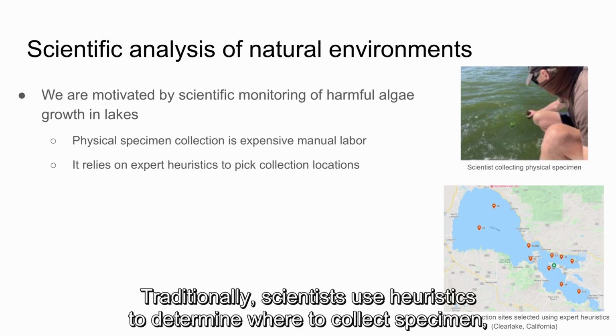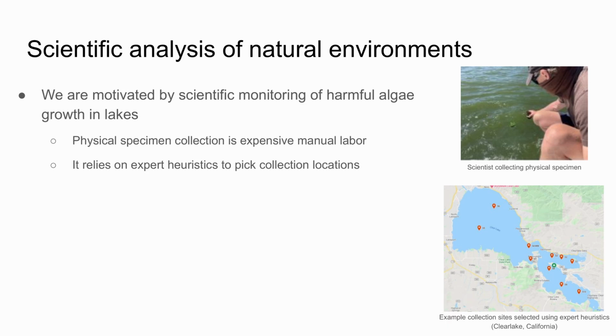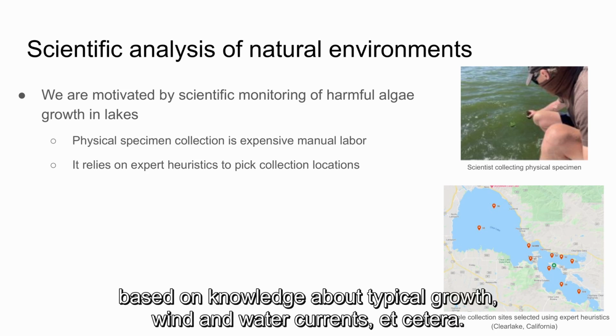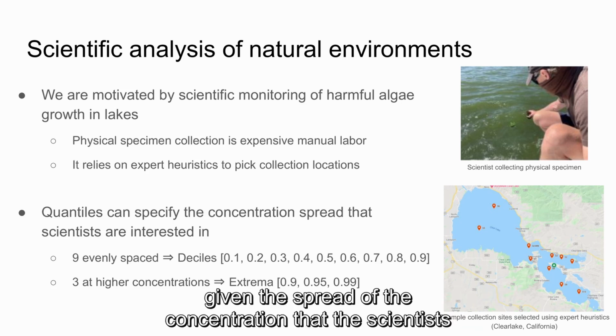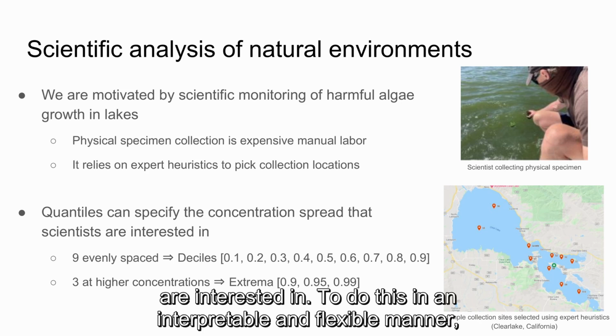Traditionally, scientists use heuristics to determine where to collect specimens from, based on knowledge about typical growth, wind, and water currents, etc. Our work aims to use an adaptive robot survey to directly suggest collection locations given the spread of the concentration that the scientists are interested in.